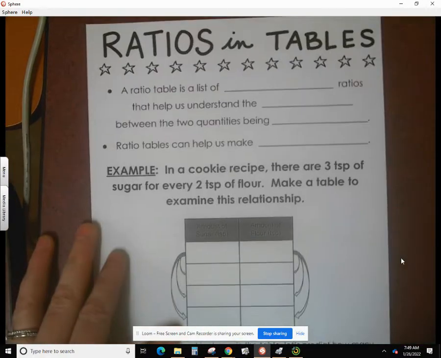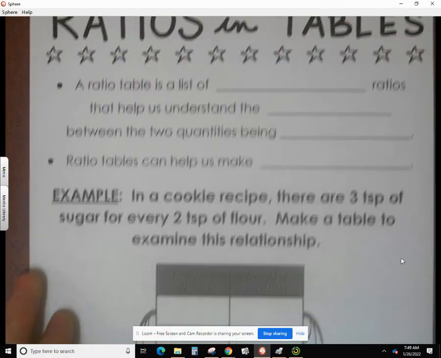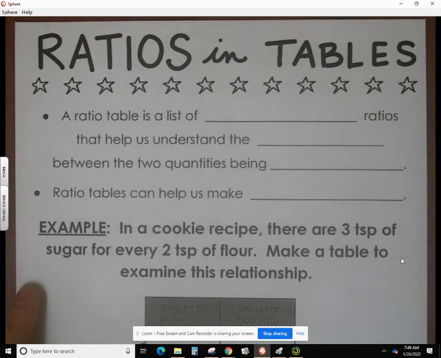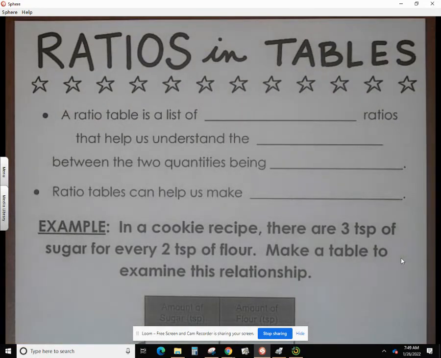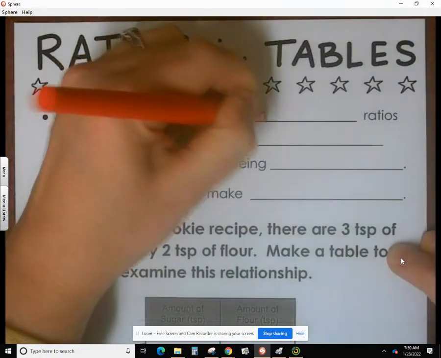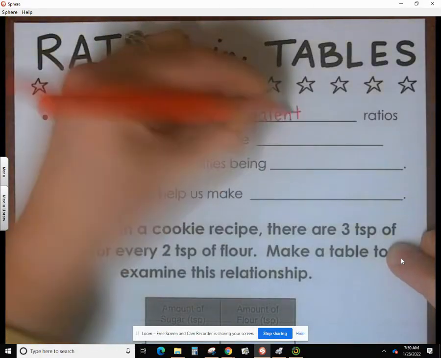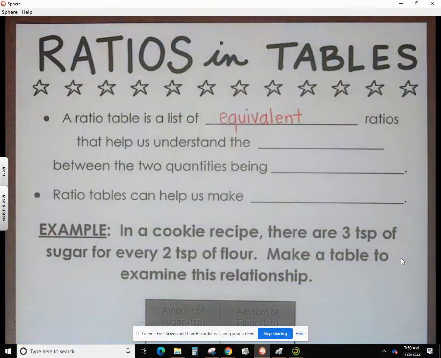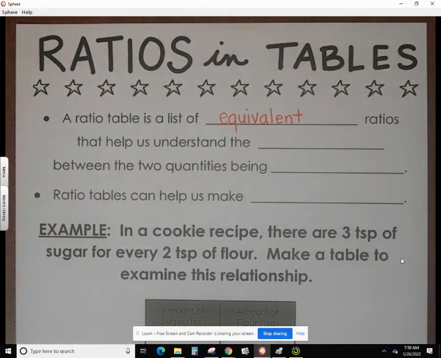So the last couple of days we've been working with ratios. We're going to continue that today, but we're going to look at them in the form of a table. So let's talk about what a ratio table is. A ratio table is a list of equivalent ratios. So when we were simplifying ratios the other day, we were making equivalent ratios.